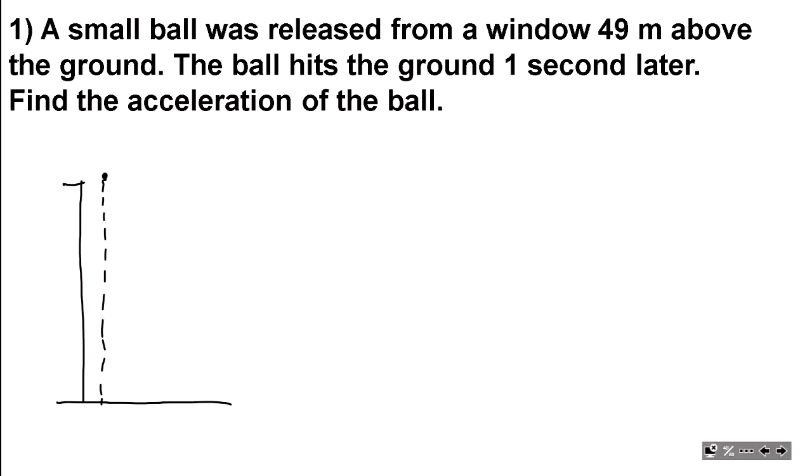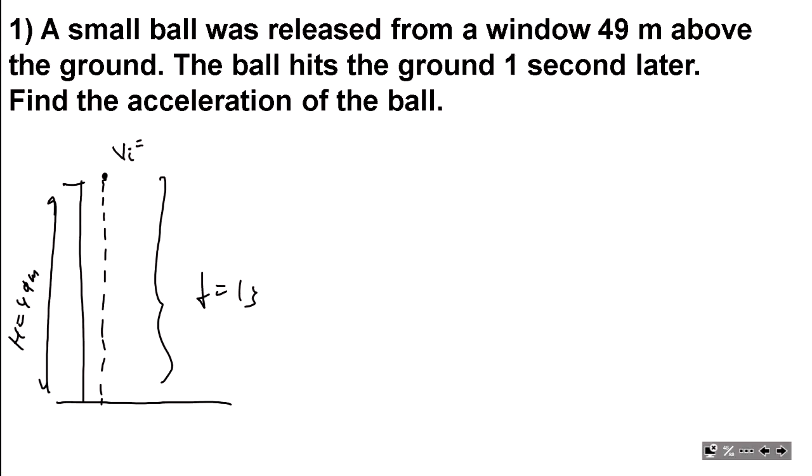So the building is 49 meters above the ground, and the time to hit the ground was equal to 1 second. Now, the initial velocity of this ball equals what number? 0. How do we know? No. It says released. We'll let it go.